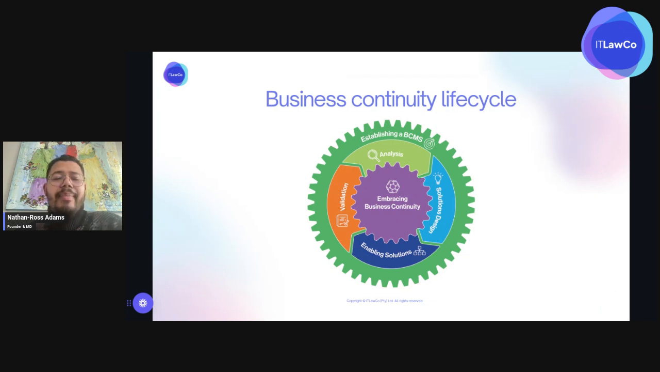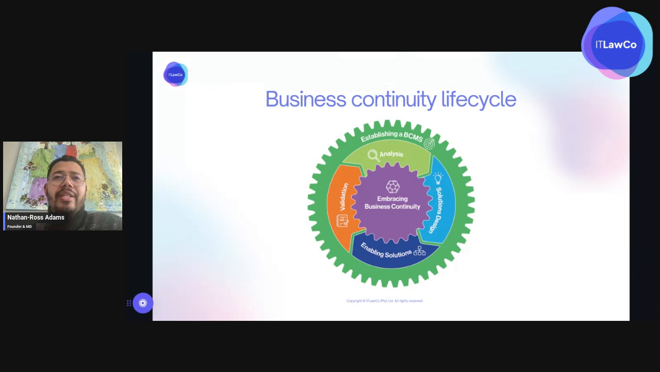So, to establish a business continuity management system or program within your organization, you need to follow a life cycle to do so. And there are various life cycles out there. This is BCI's one that I follow, the Business Continuity Institute. Essentially, it would consist of analysis, where you understand what your organization is and what it needs and what its high risk areas are. Then it would consist of solutions design, or actually embedding what you've uncovered from the analysis.